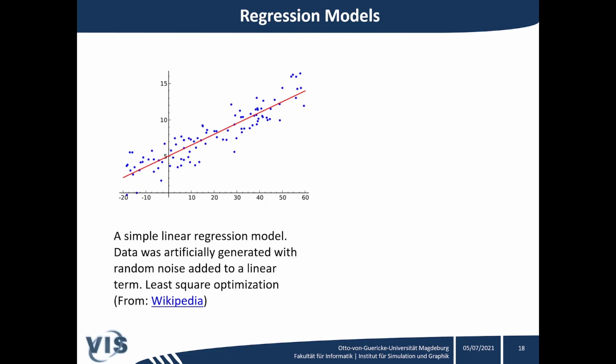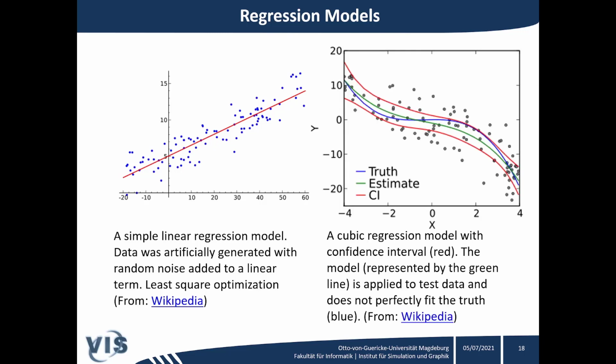On the left side here, you see the result of a simple linear regression model with one independent variable. The data was artificially generated with random noise added to a linear term, and based on the least squares optimization, the regression coefficients were determined. On the right side, you see a cubic regression model with confidence interval displayed in red, and the model represented by the green line is applied to the test data and does not perfectly fit the truth indicated by the blue line.